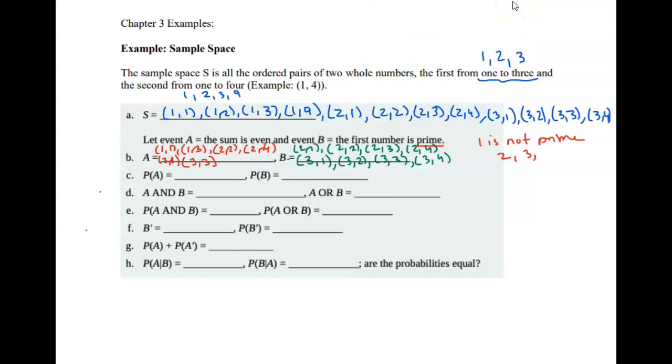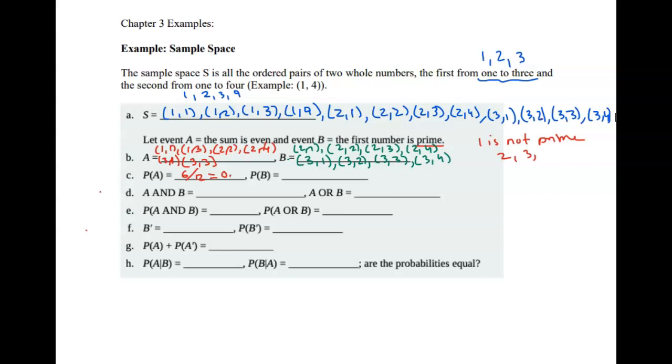P(A). So here's the probability that event A is occurring. This would be how many occurrences are in A divided by how many occurrences in the whole sample space. So I have 6 over 12. So 6 over 12, or you can say 1/2, or you can say 0.5.